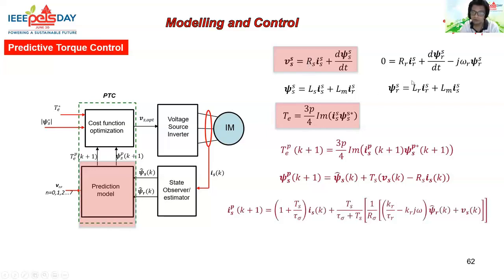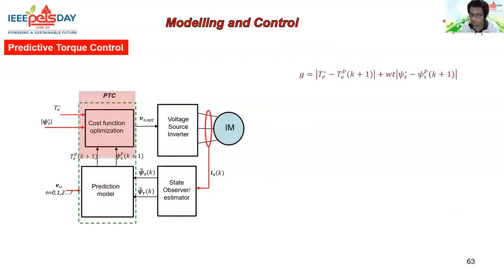You have to use all these four equations here to derive the equations shown here, which is the predicted current, where the constants there, the tau sigma, the r sigma, and kr, all depend on the parameters of the machines.